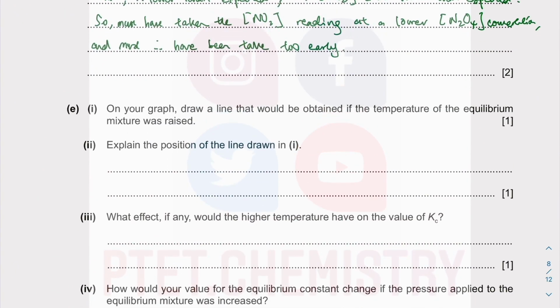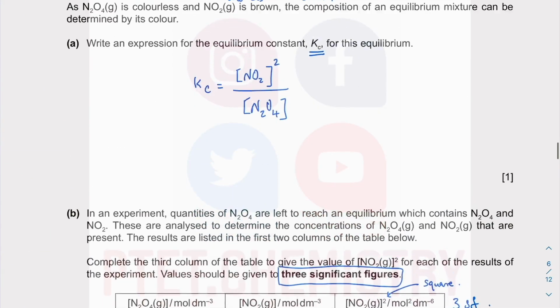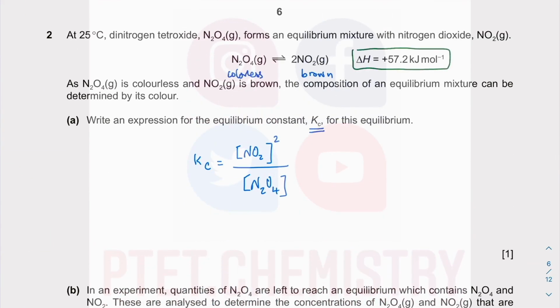All right. So next bit on your graph, draw a line if the temperature was raised. If you increase temperature, what would happen to your graph essentially? So if we just explain first, I'll come back to this. We know the forward reaction, we were given the enthalpy change of the reaction, so I'm going to refer back to it. The forward reaction is endothermic.